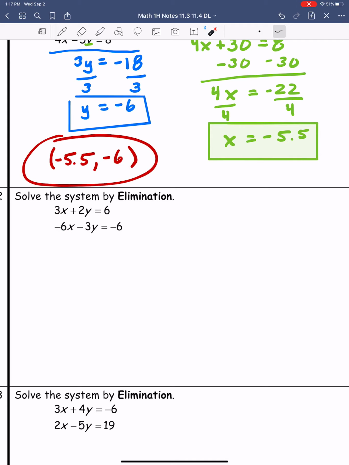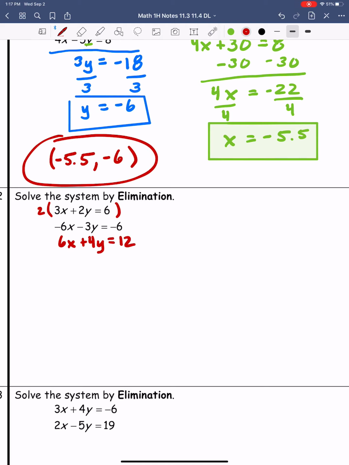So what I'm going to do is I'm going to manipulate that top equation by multiplying it by something so that I can get it to be an opposite of -6. So what would I have to multiply this 3 by to make it a +6, right? And that would be 2. So I'm going to multiply everything in that top equation by 2, and I would end up with this. +6x plus 4y equals 12.